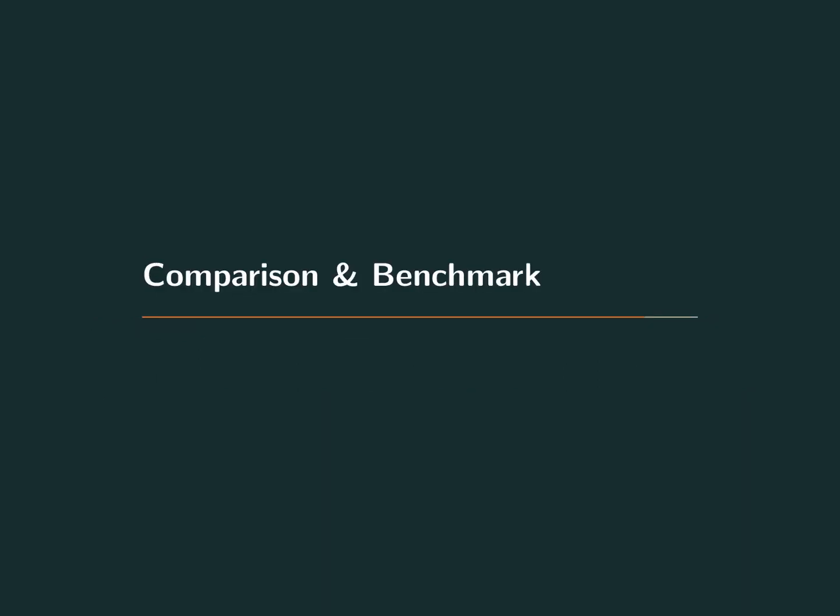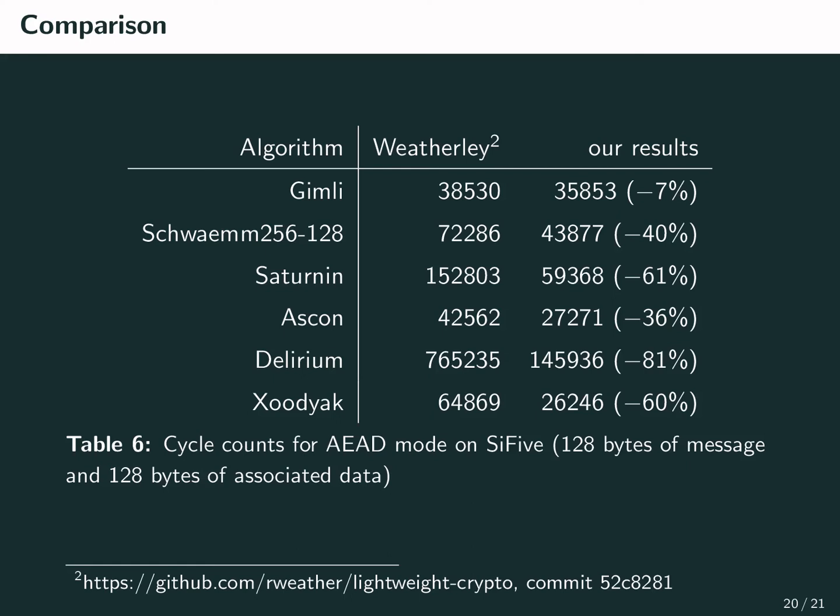Now, I'd like to compare our results with available implementations. We choose to compare our work against the repository of Weatherley, as their implementations are focused on good performance in plain C on 32-bit embedded microprocessors. As one can see in Table 6, the achieved speedups are in some cases over 50%.